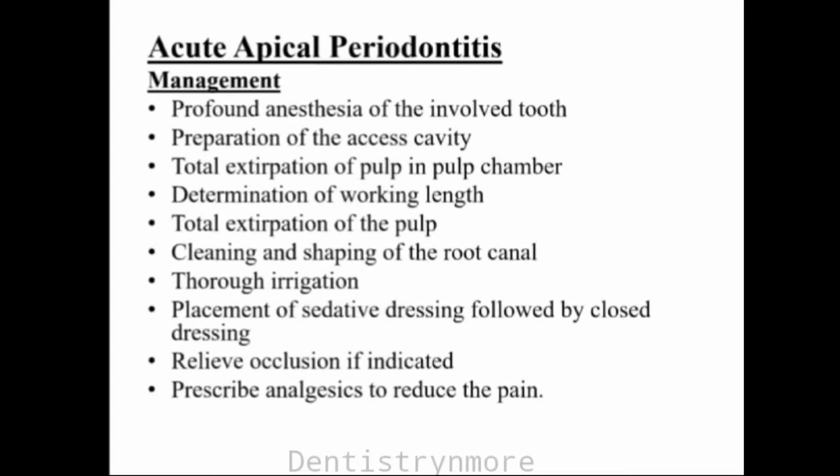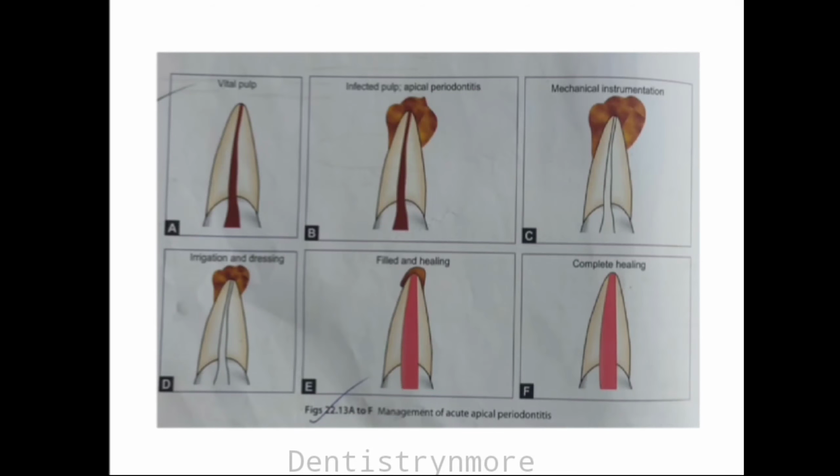Next one is acute apical periodontitis. In that case the management includes anesthesia. After that, access cavity is prepared and the pulp is removed from the pulp chamber. Working length is determined. Cleaning and shaping, irrigation, same as that of the previous case, and this is the management of acute apical periodontitis.